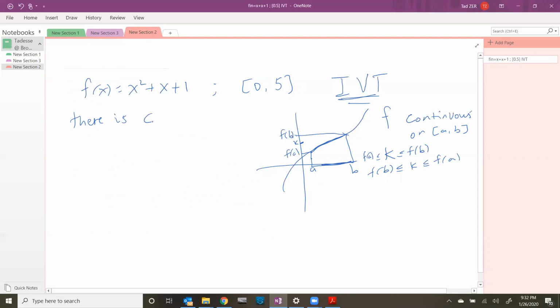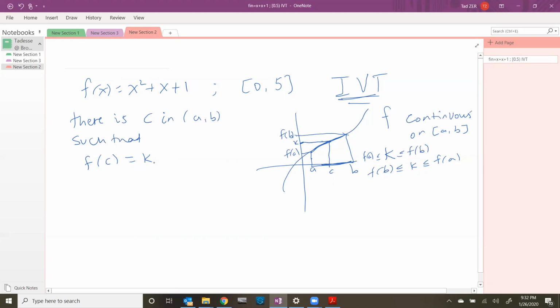a pre-image, which we call C. So for this k, there will be a C in the interval AB, such that f at C will be equal to what? K. So for a number k between f of a and f of b, there will be a pre-image, an x value in the interval AB such that the value of the function at C becomes the k. That's exactly what the intermediate value theorem says.